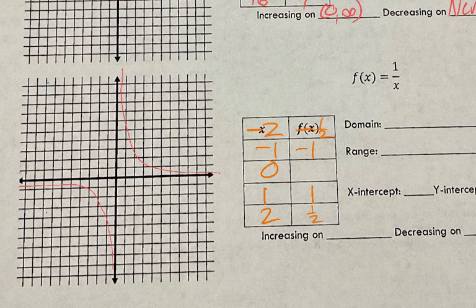Undefined. So when x is 0, it is undefined, which later we're going to find out means there's a vertical asymptote there, right? And you guys have already mentioned the word asymptote, so we'll get there when we get there.